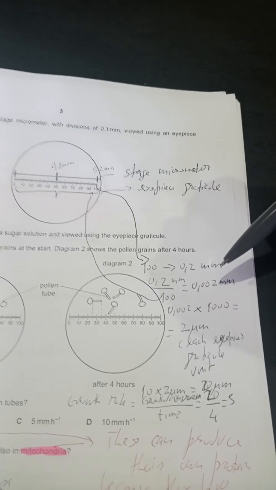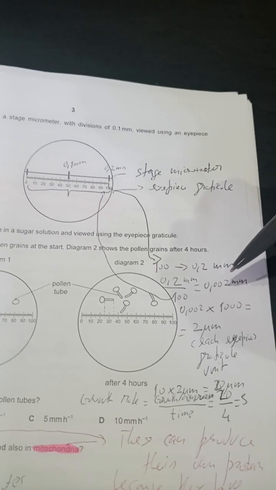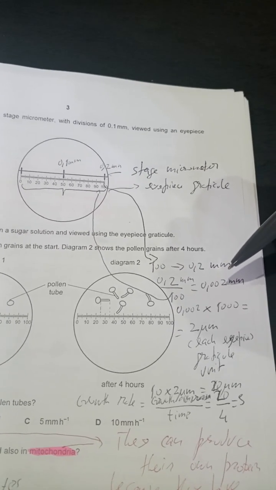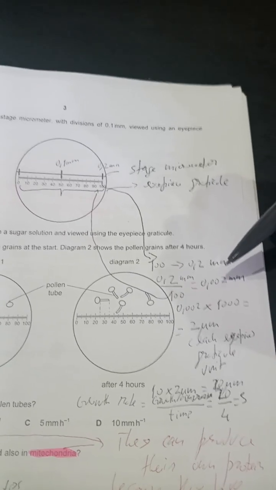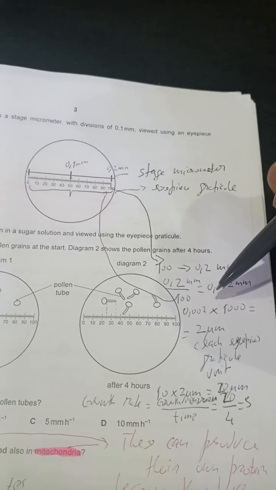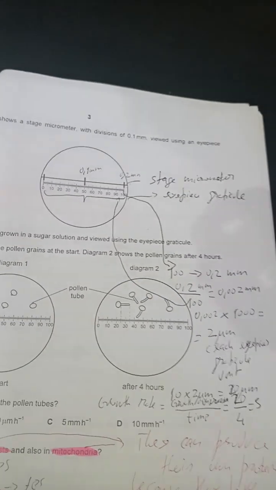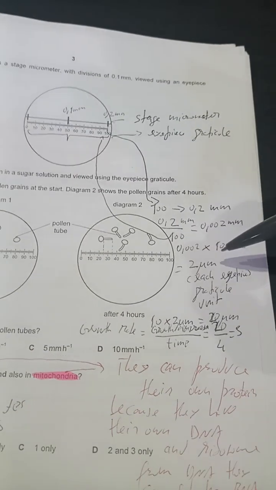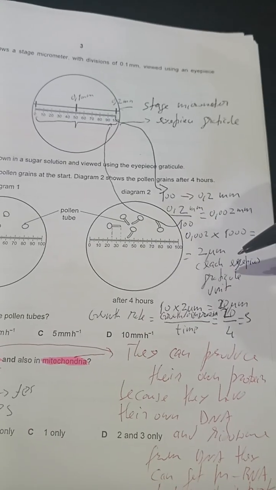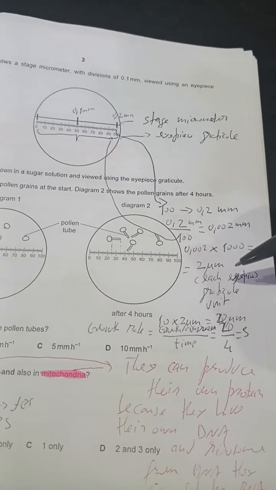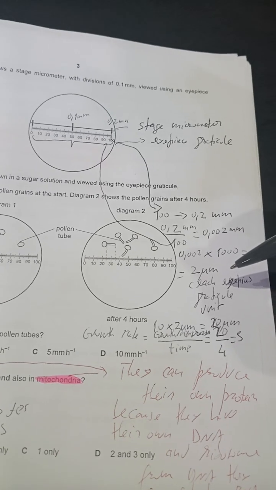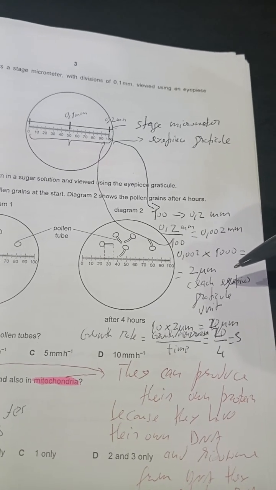But we want to convert this into micrometers. We know that 1 millimeter corresponds to 1,000 micrometers. So 0.002 times 1,000 is 2 micrometers. You also know that each eyepiece reticule unit, according to this conversion, corresponds to 2 micrometers.